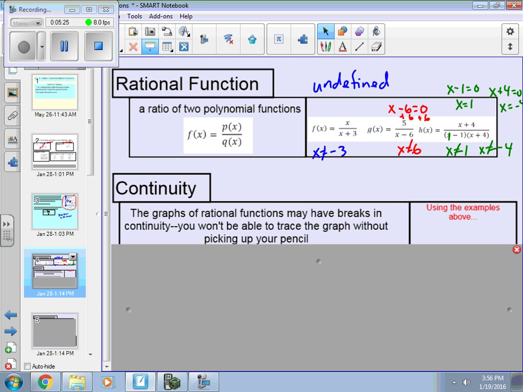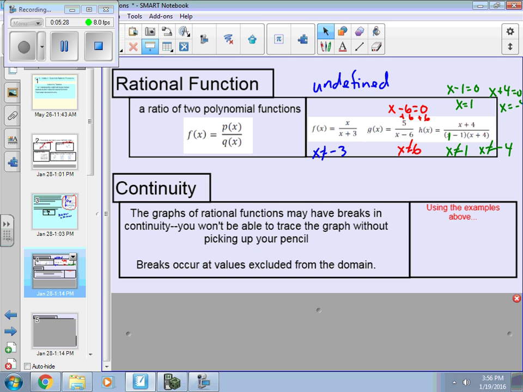Okay, another term you're gonna hear, continuity. Continuity means the graphs of rational functions may have some breaks in the continuity. You won't be able to trace the graph without picking up your pencil. Breaks that occur at values that are excluded from the domain. Those are those undefined values.